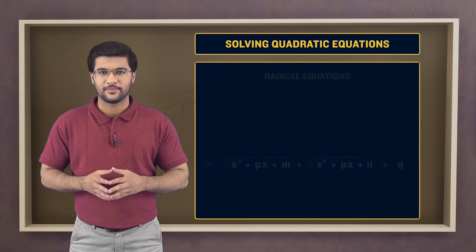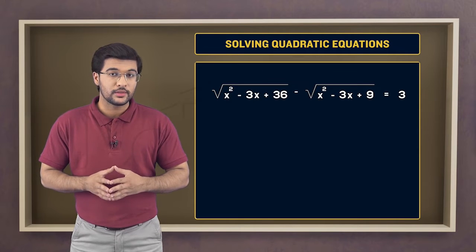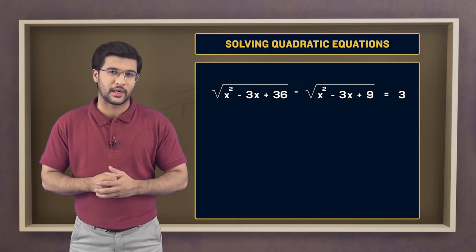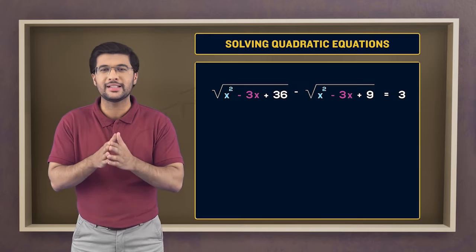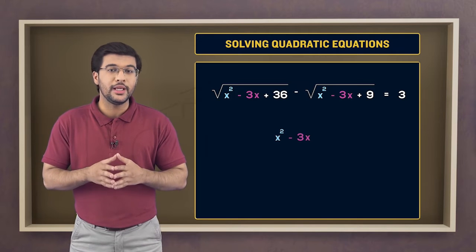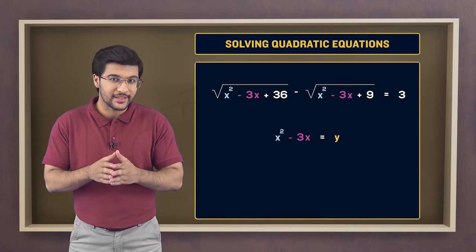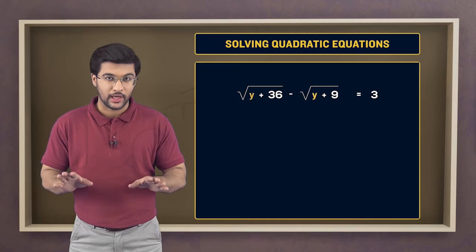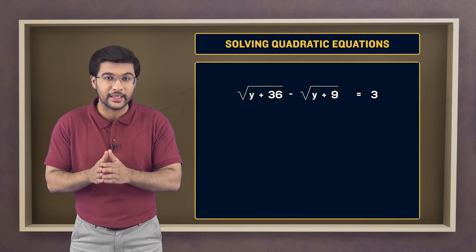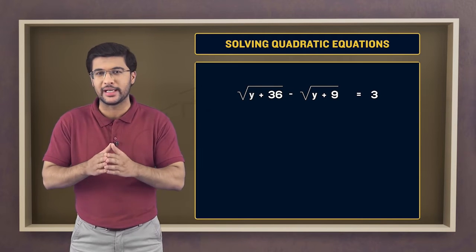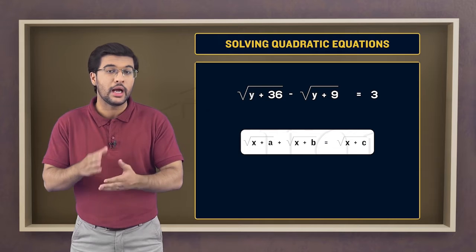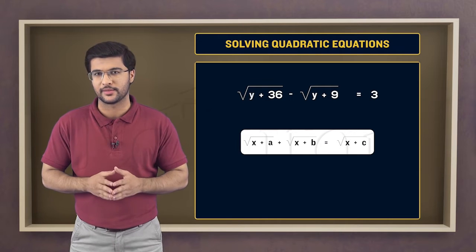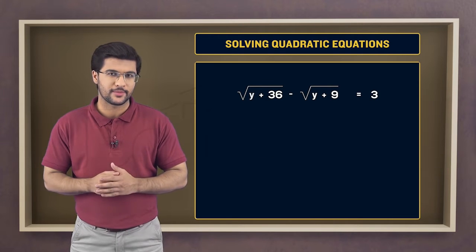Let's start. In the given equation, you can easily find the common part, x squared minus 3x. Let it be equal to y and replace it in the equation. Now, what you have is nothing but a radical equation of the second type, and we have learned how to deal with it in a previous lesson. So I believe you know the rest.